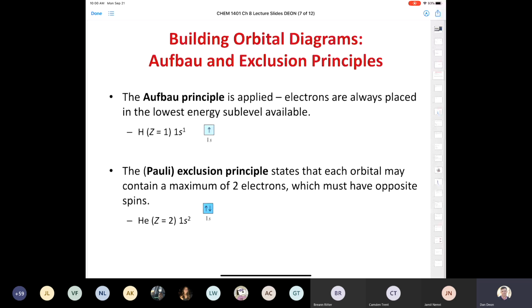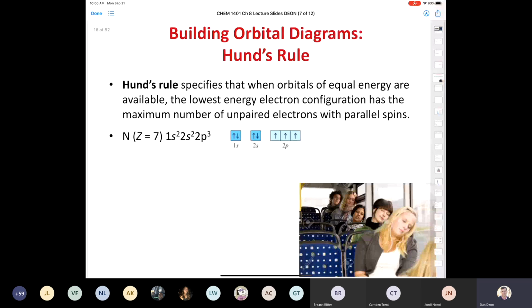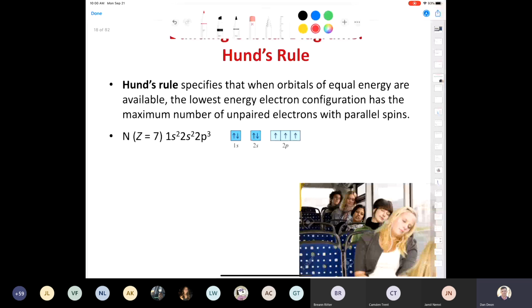The next one is my favorite rule, and it applies once you get to the p orbitals, because there are 3 types of p orbitals. And if you're wondering how you know there's 3 types of p orbitals, remember, I told you that when L is equal to 0, 1, 2, or 3, this is an s orbital, this is a p, this is a d, this is an f. So when L is equal to 1, that's a p orbital.